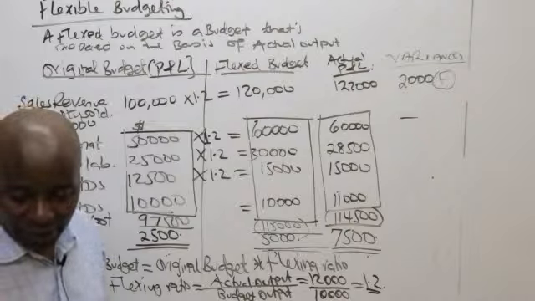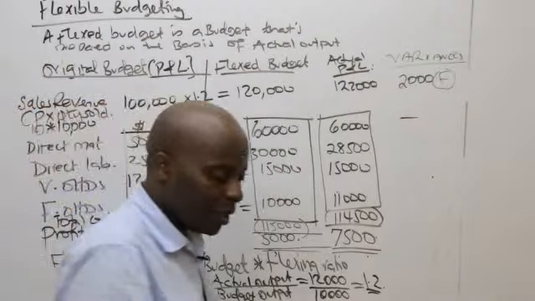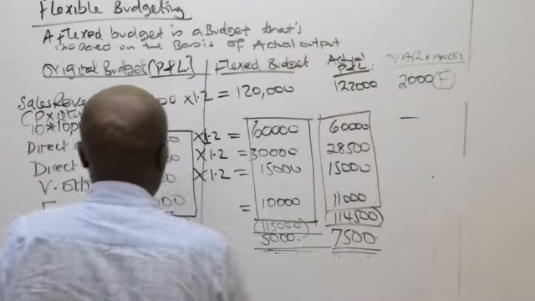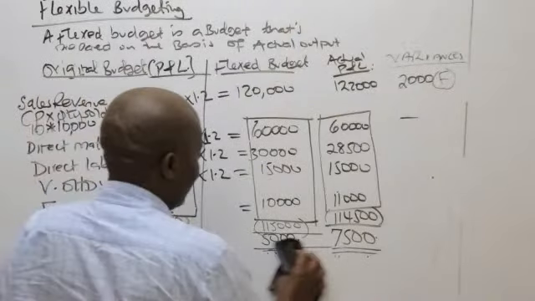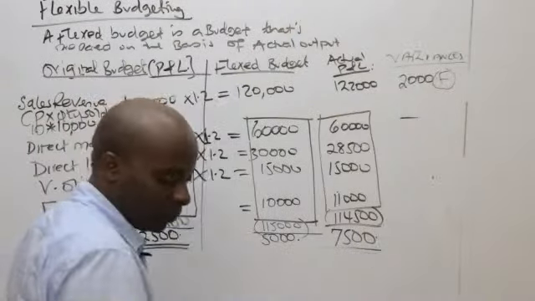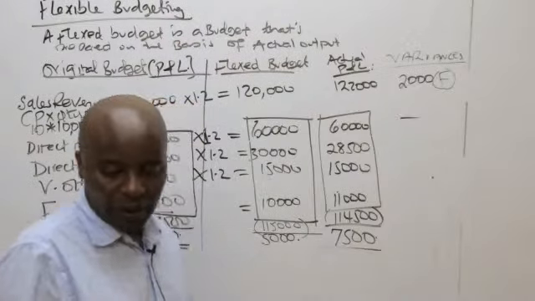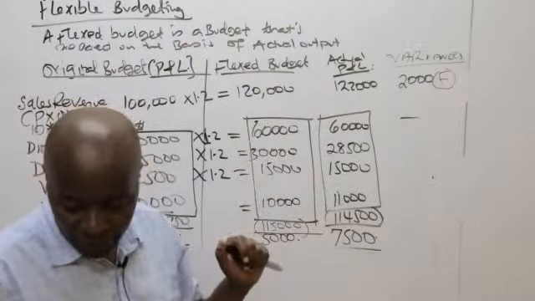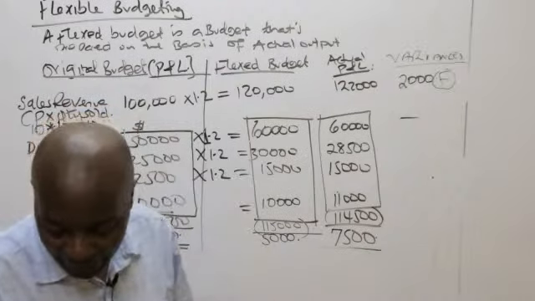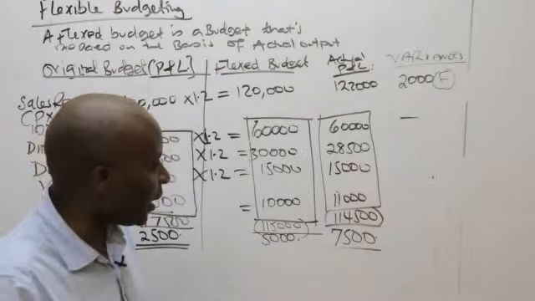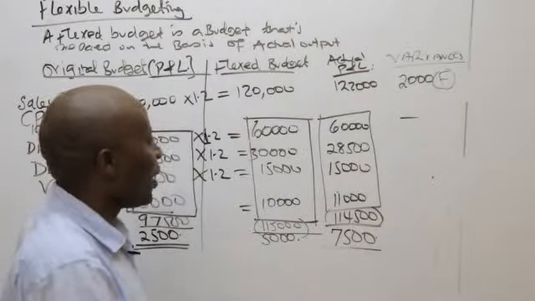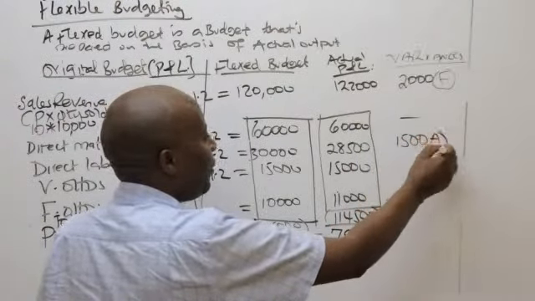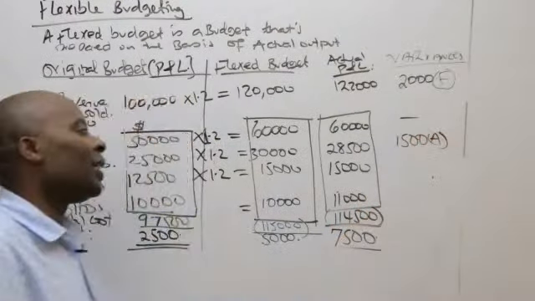$30,000 minus 28,500 will give us what figure, my great friends? 30,000 minus 28,500 is 1,500, and I can see Millicent has gone ahead to tell us that this is adverse. So we have 1,500 adverse. Let's see whether it is adverse for sure.